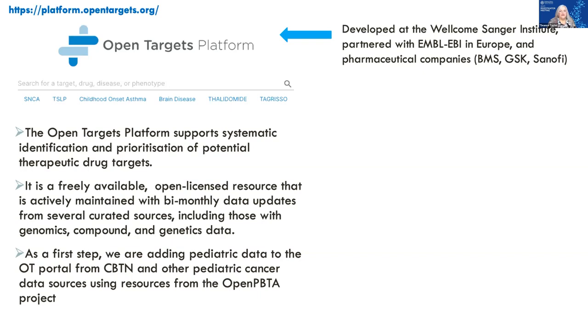The Open Targets platform supports the systematic identification and prioritization of potential therapeutic drug targets. And how does it do this? It brings in all these disparate data sources and creates a score for a target versus a disease. I'm not going to be able to go into too much detail on how they do that today because I only have 20 minutes, but it is freely available. We do have the ability to change that scoring and to make our own changes to the platform. And as our first step, we're going to start adding pediatric data to the Open Targets portal. CBTN is one of the sources we're using, along with resources from the OpenPBTA project, which has a lot of great, reproducible modules and tertiary analysis methods, the products of which are going to go into this platform.